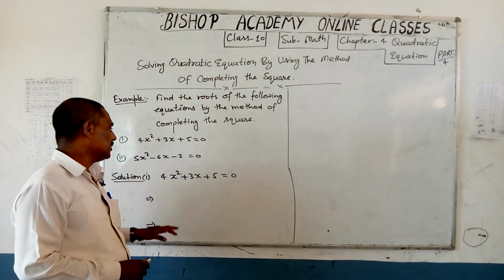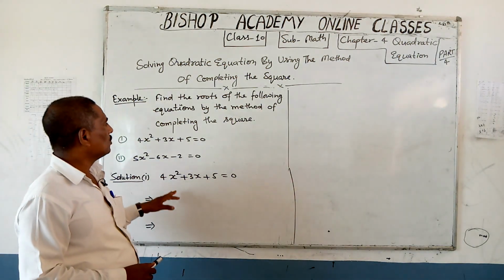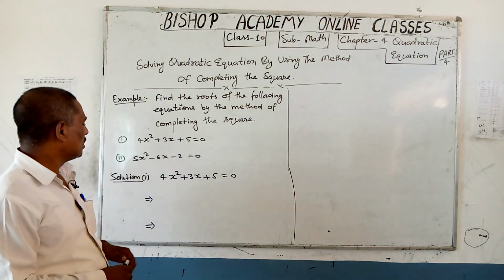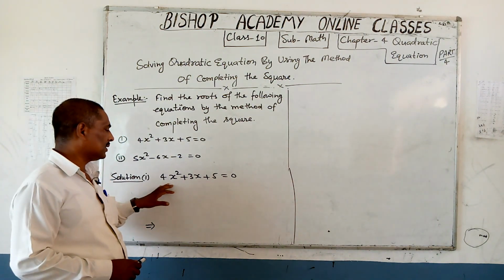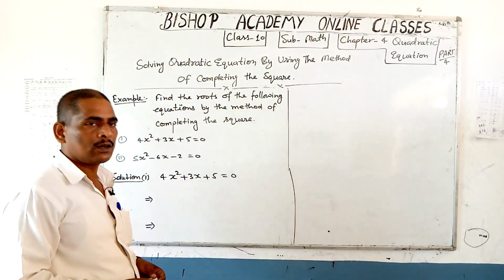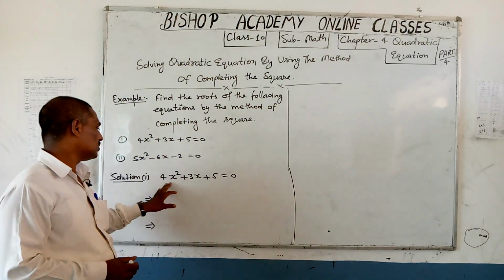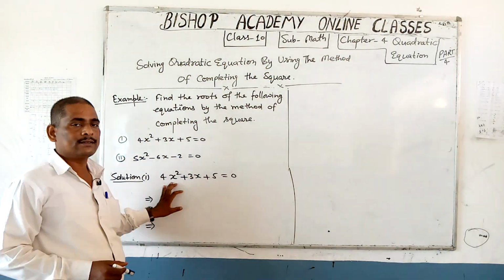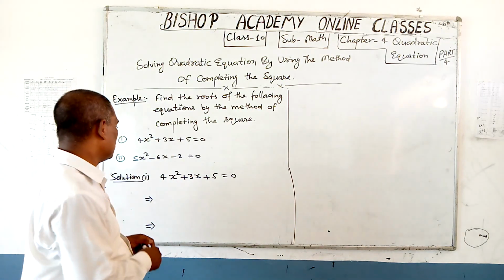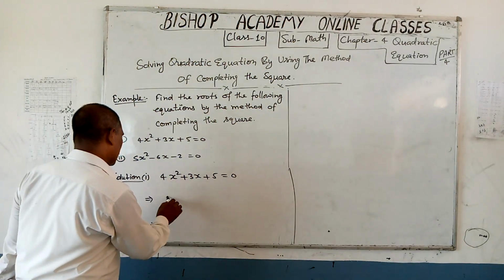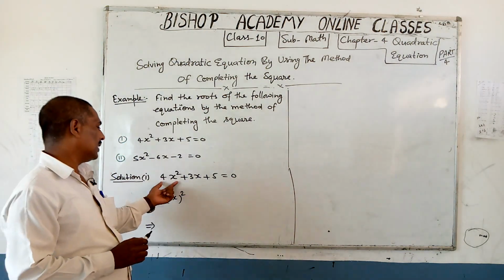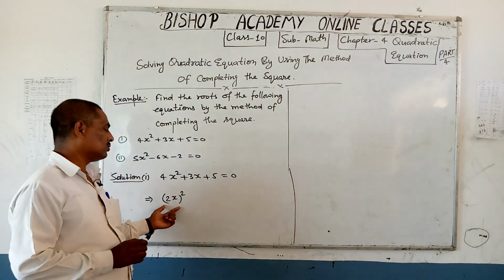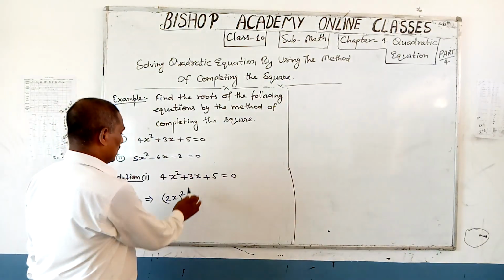Here, students, in solving by using completing the square, you will check whether any term of the equation is a perfect square or not. You see that this first term 4x square is a complete square term. You can write 4x square as 2x whole square. The first term 4x square can be written as 2x whole square.